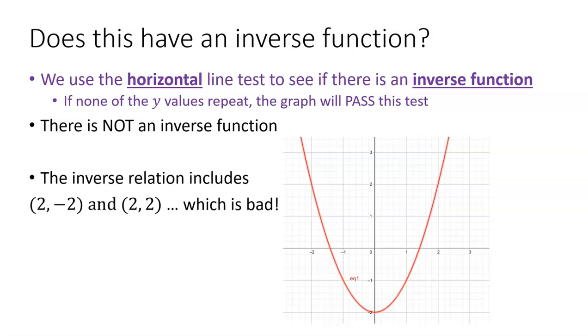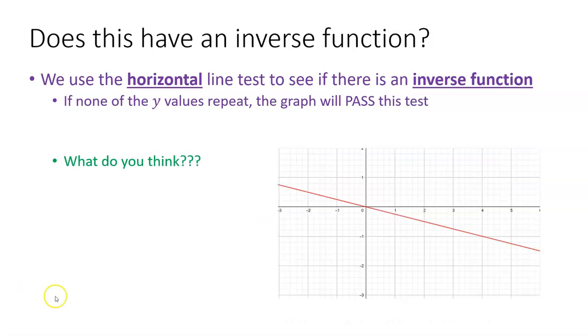For example, look at the two points we considered earlier. When we had the point (-2, 2), we reverse that and get (2, -2). The point (2, 2) is reversed to (2, 2). But look at this: here are repeating x values. So if we have y values that repeat, when we switch them up to x values, now we don't have a function. So the horizontal line test lets us know if there's an inverse function. And this one does not have an inverse function because it fails the horizontal line test.